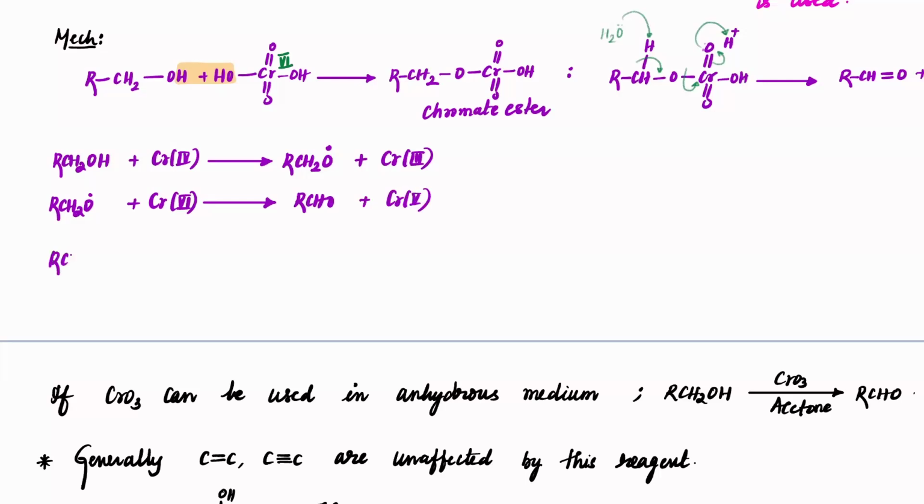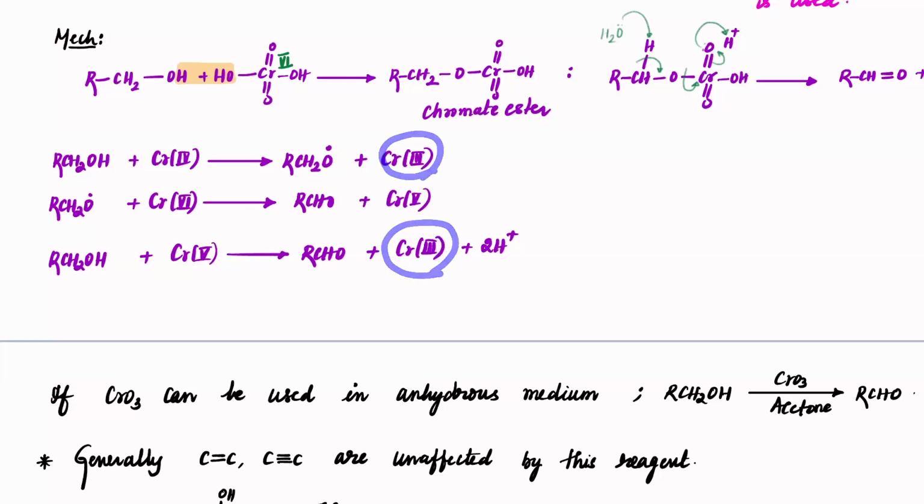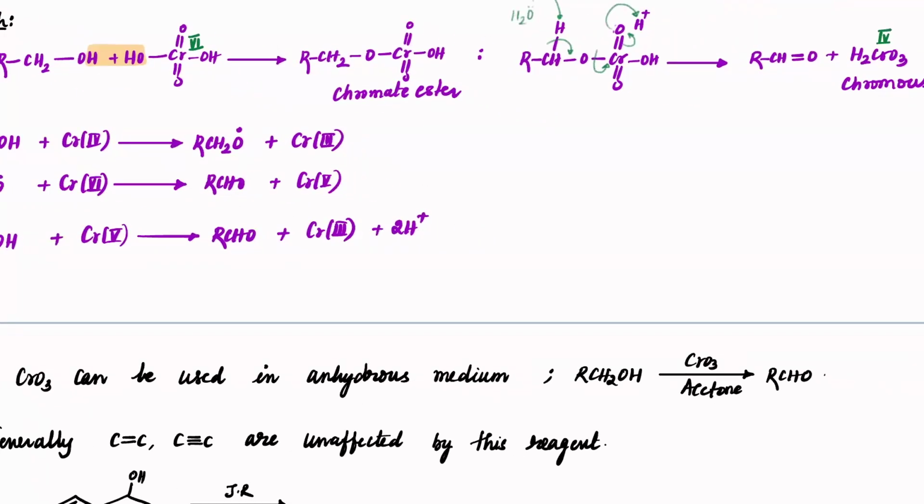And in the same way, RCH2OH, when you treat that with chromium in +5 oxidation state, will eventually convert into RCHO plus Cr +3 plus 2 moles of H plus. Correct. So this is how you can see eventually all the chromiums will convert into +3 oxidation states. So I hope you guys understood how it is happening.